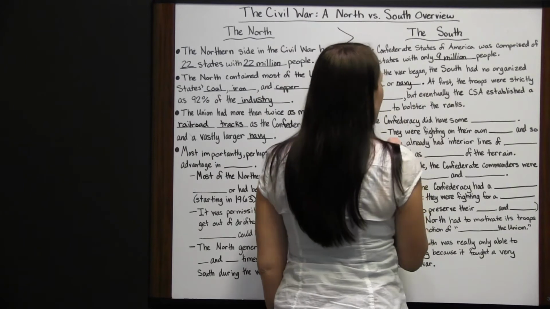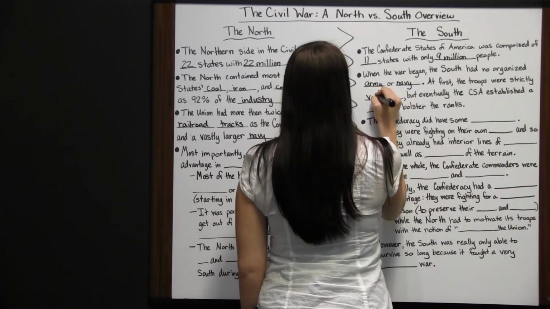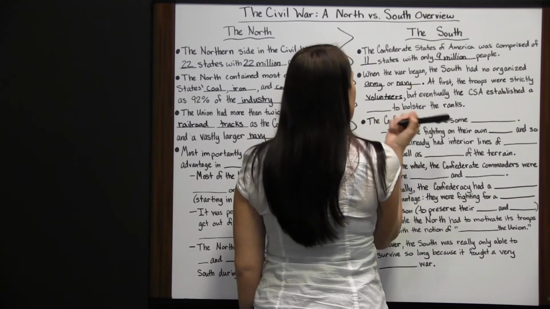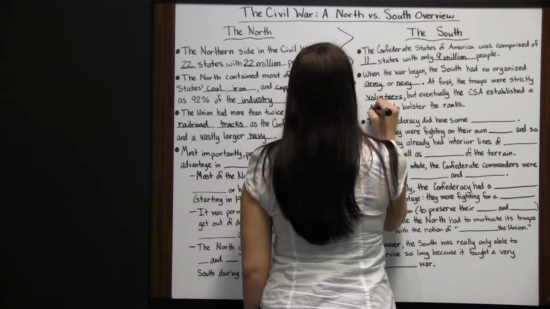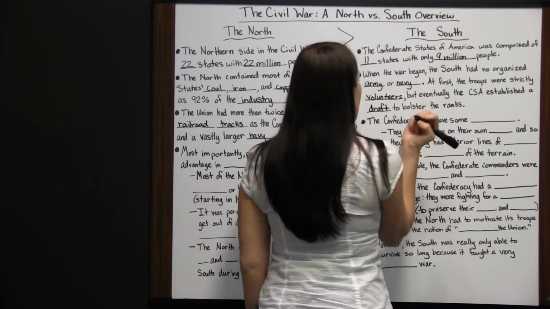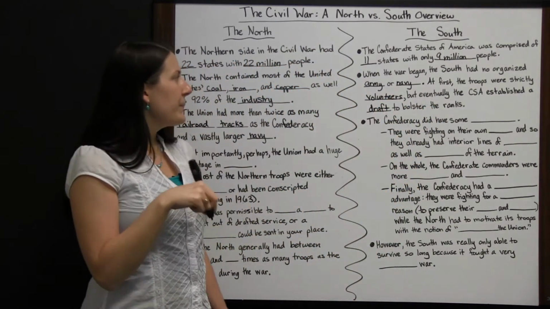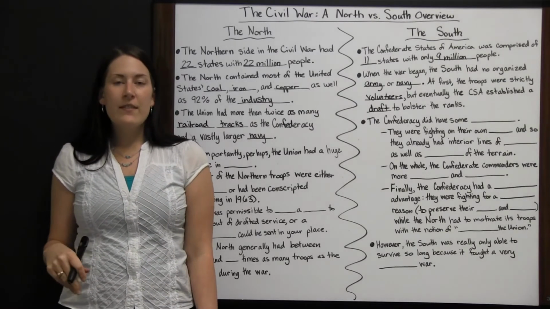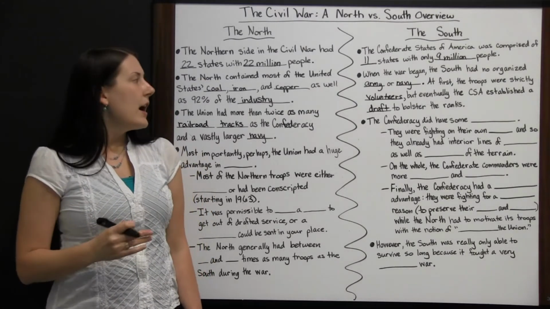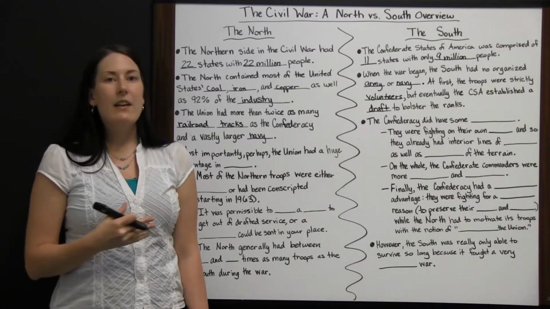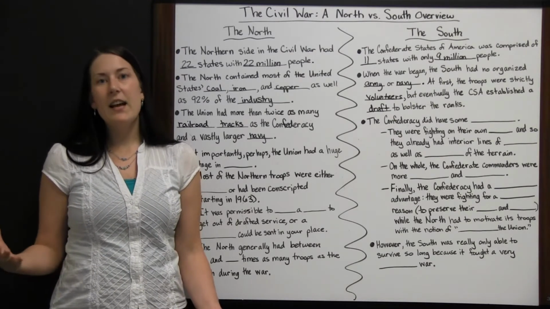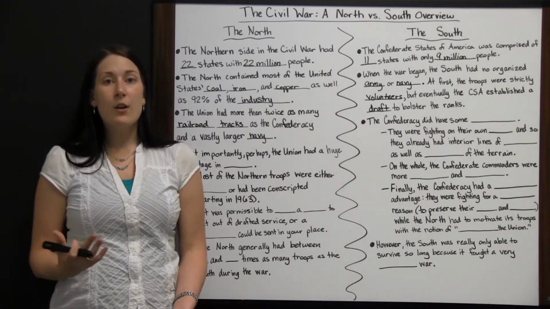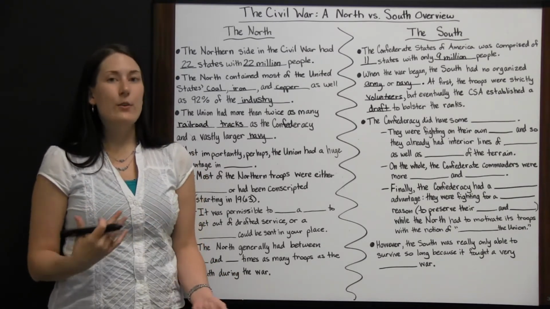At first, the troops were strictly volunteers. But eventually, the Confederate States of America established a draft to bolster the ranks. So, to say that they had a vastly larger Navy, the North over the South, was a bit of an overstatement because the South didn't really have an organized Navy. It had some ships, but it wasn't an organized Navy and there wasn't an organized army. So the South had to overcome that.